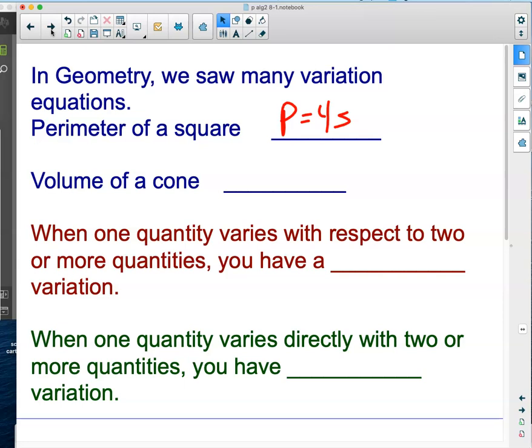Volume of a cone. One-third area of the base times the height. Well, it's multiplication, but until today, we don't know a name for that, because it's more than one thing. Direct variation is, hey, here's the constant of variation, and you're multiplying that times something. That's direct. Today, we find out that's called joint variation.